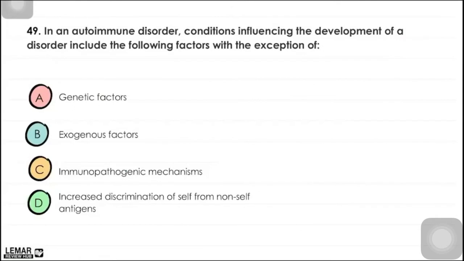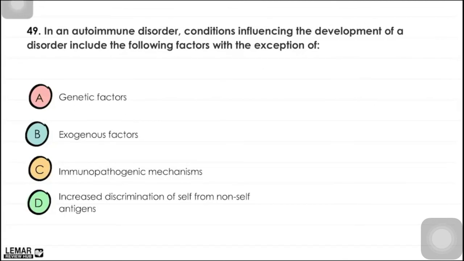Okay? Number 49. In an autoimmune disorder, conditions influencing the development of a disorder include the following factors with the exception of: letter A, genetic factors; B, exogenous factors; C, immunopathogenic mechanism; or letter D, increased discrimination of self from non-self.